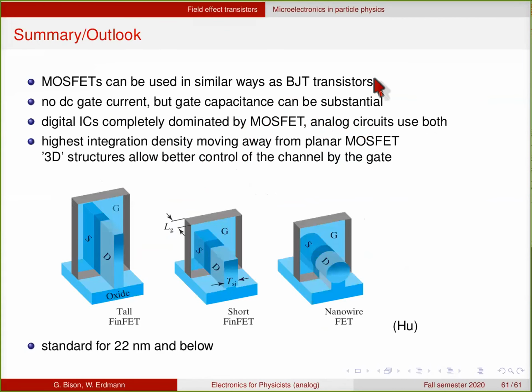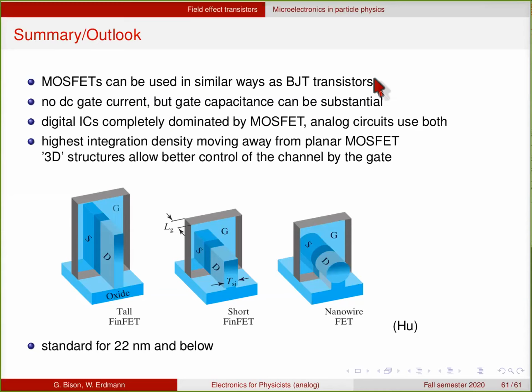So we come to our summary. Field effect transistors can be used in very similar ways as you can use bipolar transistors. So everything you learned about circuits with bipolar transistors, or most of that, applies to field effect transistors. The main difference is that there is no gate current, but you can have, for large transistors, a substantial gate capacitance. So digital circuits, digital ICs are completely dominated by MOSFETs or CMOS to be precise, while analog circuits use both bipolar and field effect.